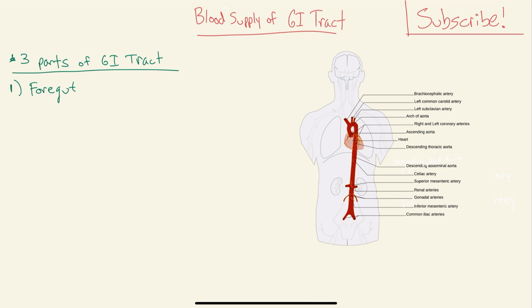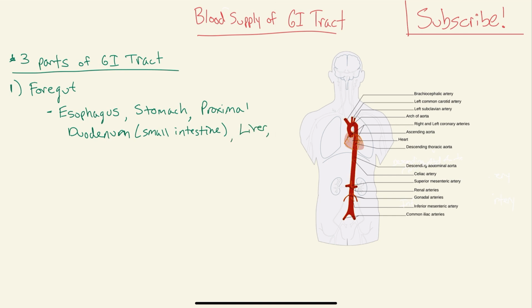Now when I think of foregut, if you think of the abdomen as a fourth, fifth grader, this is the stuff you're going to think of right here. So the foregut contains the esophagus, the stomach, the proximal duodenum, which is part of the small intestine, the liver, gallbladder, and the pancreas. Technically, you could include the spleen as well.